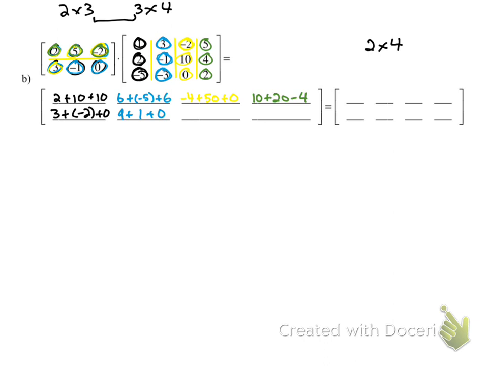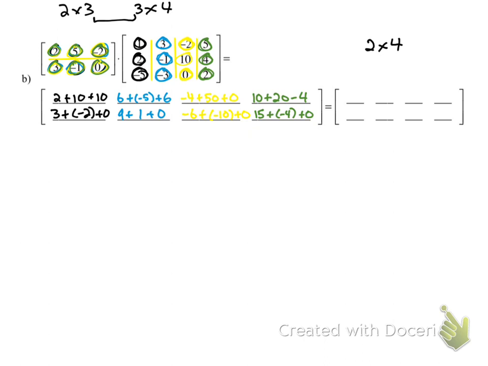3 times -2 is -6, plus -1 times 10 is -10. Then 0 times 0 is 0. And then last, I'll have 3 times 5 is 15, plus -1 times 4, -4, and then 0 times 2 is 0. Okay?